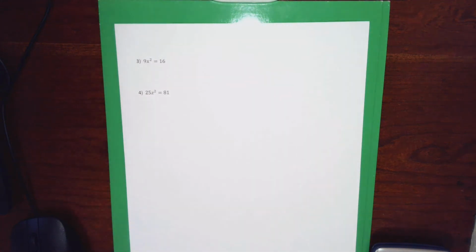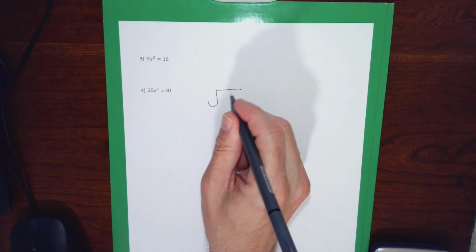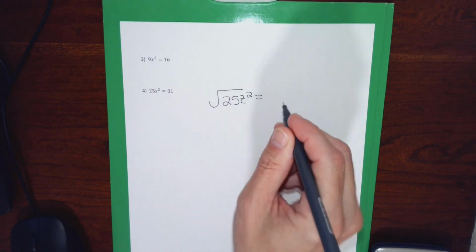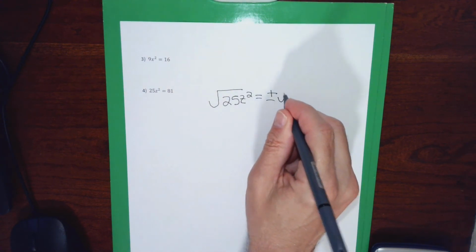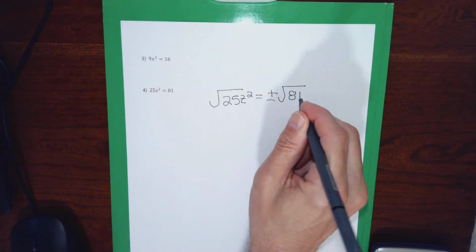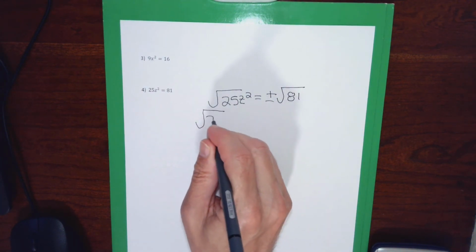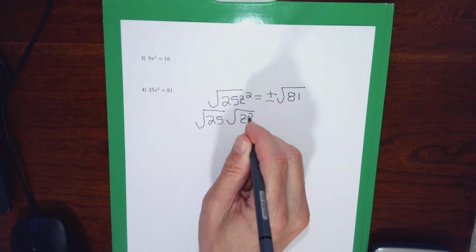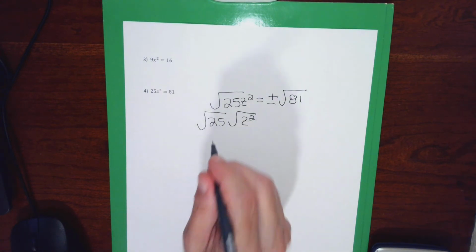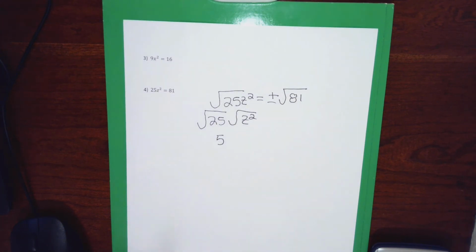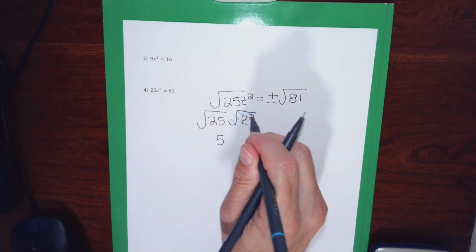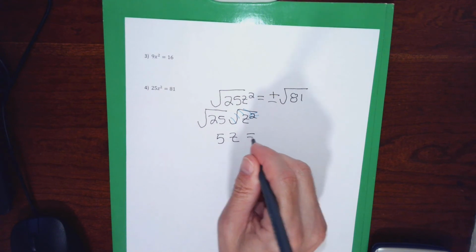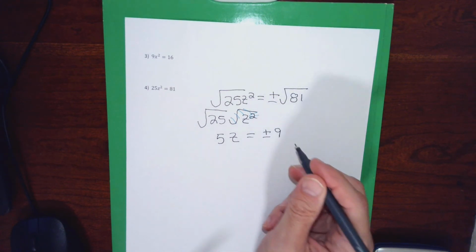Similarly, number 4, it doesn't have a parentheses. My best answer is going to have a plus or minus sign. I'm going to solve by square rooting the left side, plus or minus square rooting the right side. On the left side, I'm going to square root the 25 separately from the square root of z squared and then multiply the results. The square root of 25 is 5. Again, that's one that I just have memorized. And for the square root of z squared, the square root symbol cancels out the square and it just leaves me with a z. On the right-hand side, I know the square root of 81 is 9.